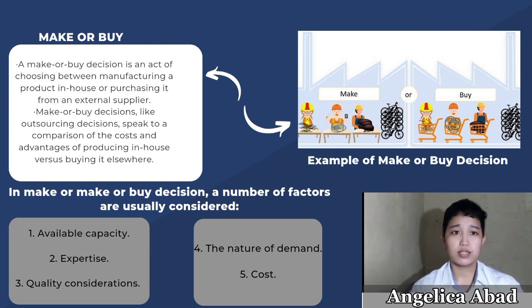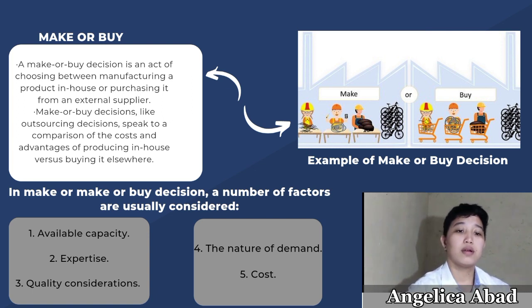Number 2, expertise. If a firm lacks the expertise to do a job satisfactorily, buying might be a reasonable alternative. Number 3, quality considerations. A specialized supplier can usually offer higher quality than an organization can attain itself. Conversely, special quality requirements or the ability to closely monitor quality may cause an organization to perform a job itself.